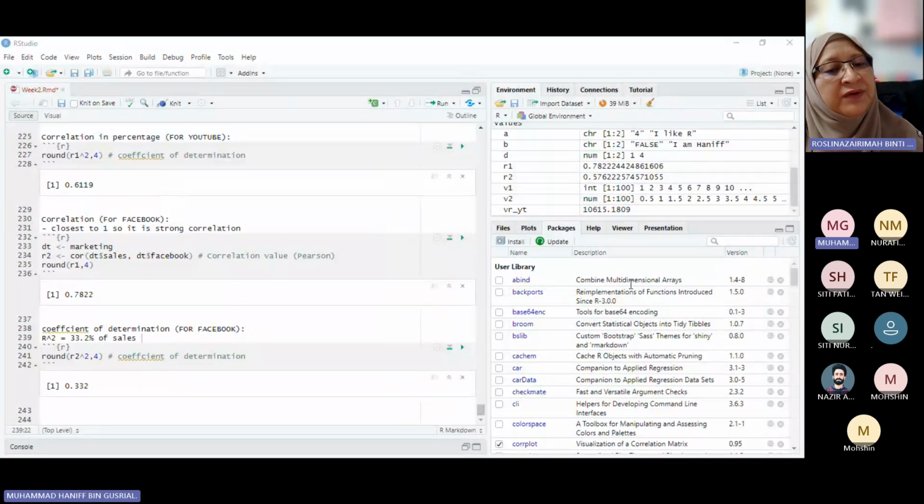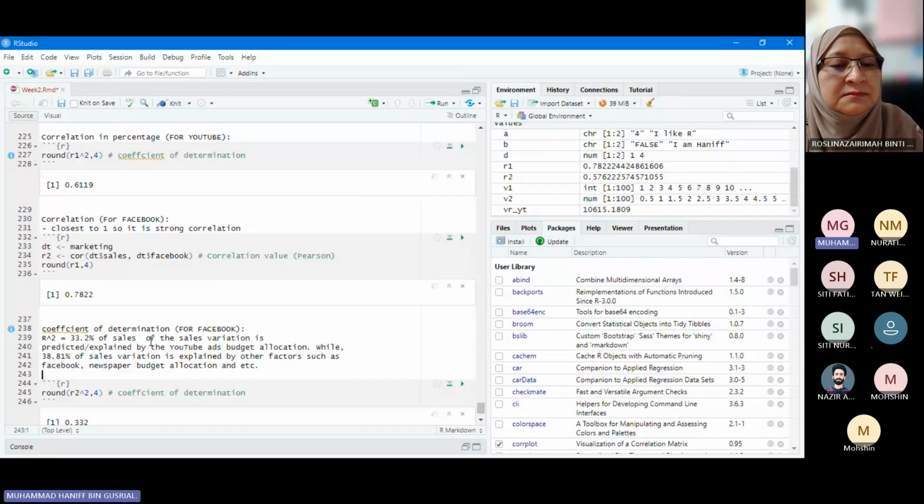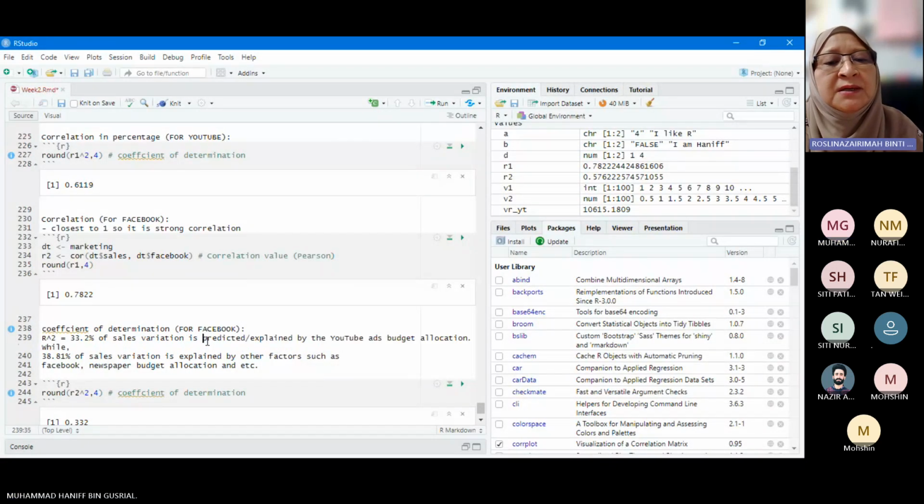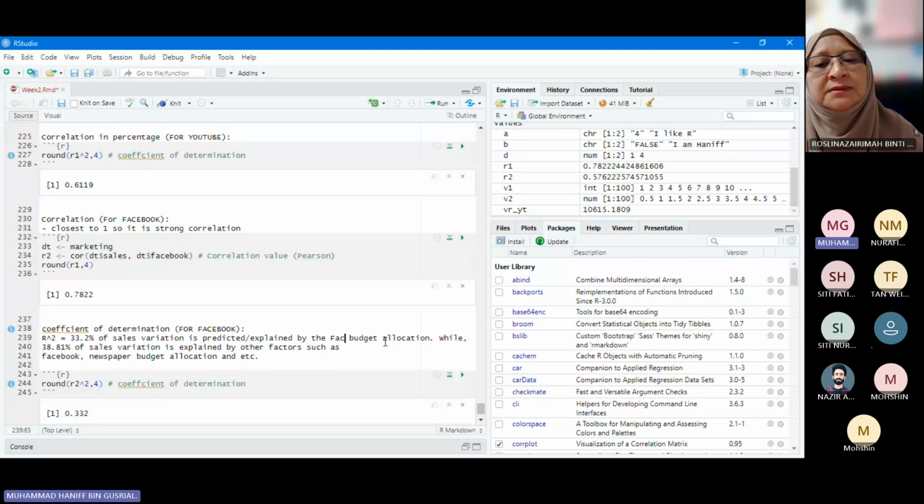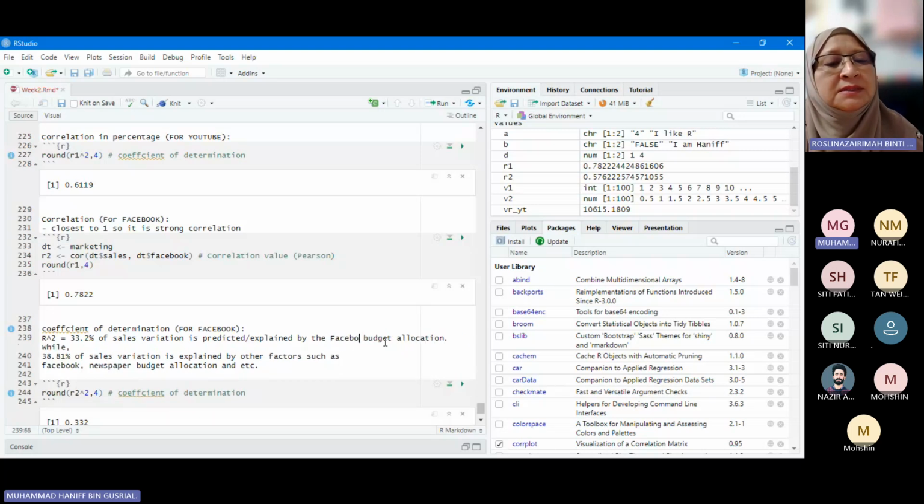of sales variation is explained by the Facebook. Yes, good. The question is what percentage is the rest? So you need to subtract.